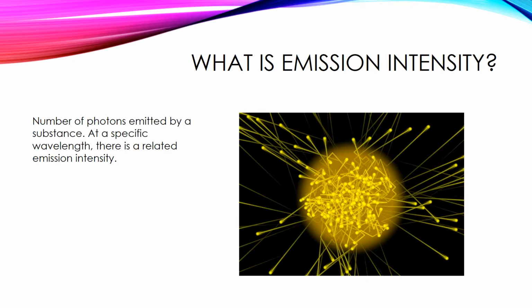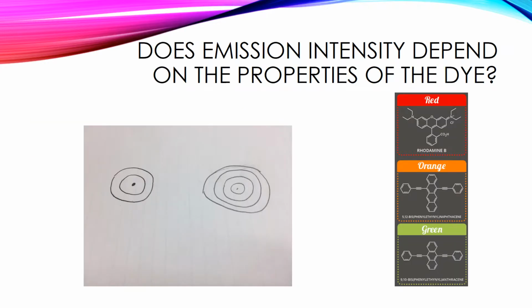Emission intensity is proportional to the number of photons emitted by a substance. At a specific wavelength, there is a related emission intensity. Emission intensity does depend on the properties of the dye, because the number of transitions an electron can undergo is dependent on available energy states and thus molecular structure. More energy levels corresponds to more possible transitions, and vice versa for fewer energy levels.